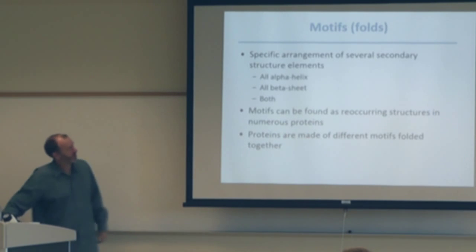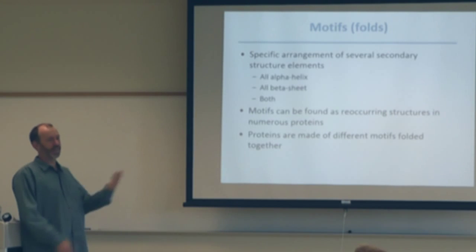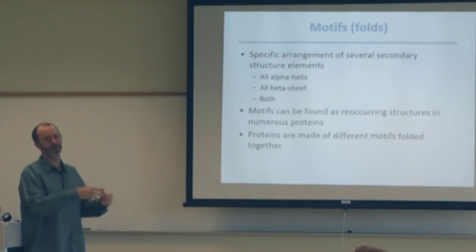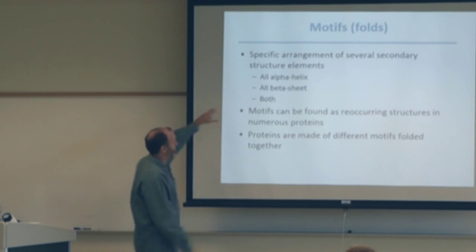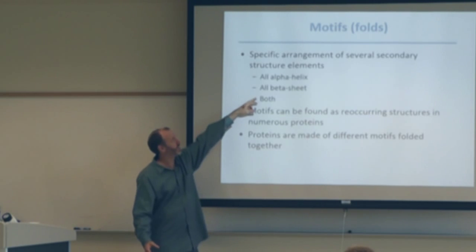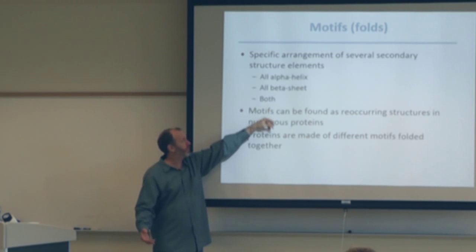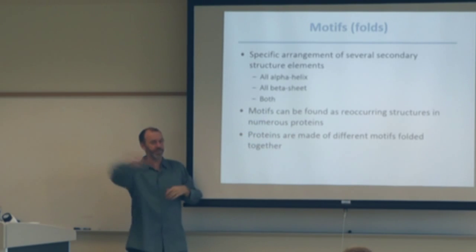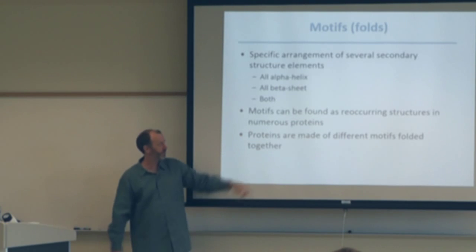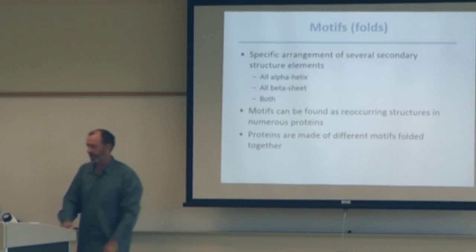So that's it for the structural type proteins. Now we're going to talk about motifs, which are secondary structures or combinations of secondary structures that we see a lot of in different proteins. So they're specific arrangements of several secondary structural elements. For example, we have all alpha helices or all beta sheet or both, and the motifs can be found as recurring structures throughout different proteins. And proteins are made of different motifs folded together often.